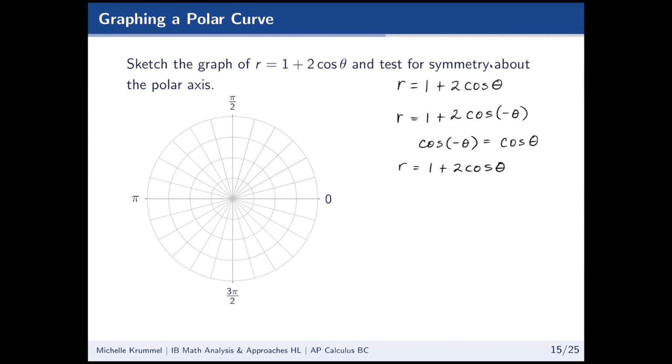So I probably shouldn't call all of these things r. Let's say r1. r1 would be the new polar equation when we replace theta with negative theta. But we see that r1 is just equal to the original equation r. So we can conclude that our graph does have this type of symmetry. It is symmetric about the polar axis. And so really, if we just plot some points between 0 and pi, we can reflect those points to complete our graph. So let's do a quick table of values.